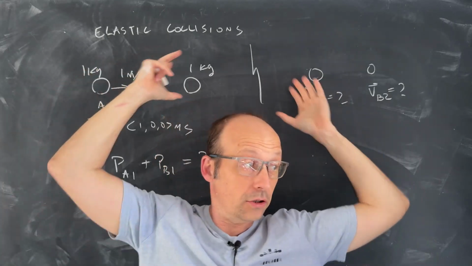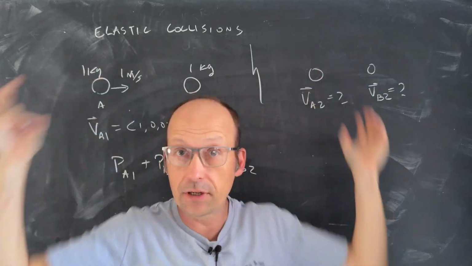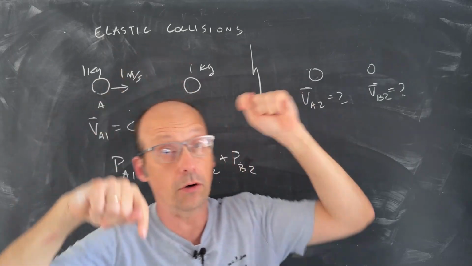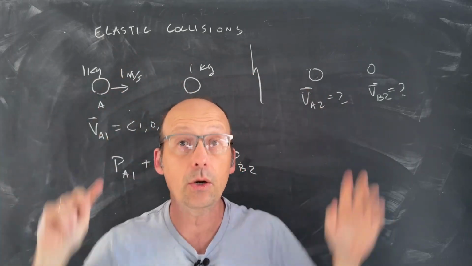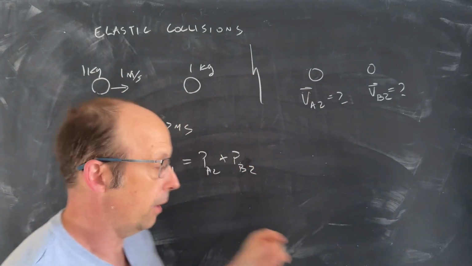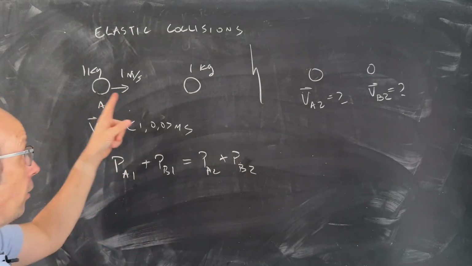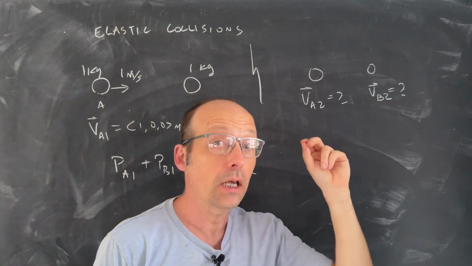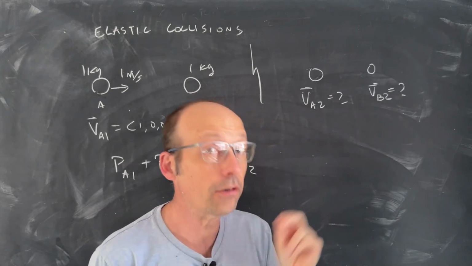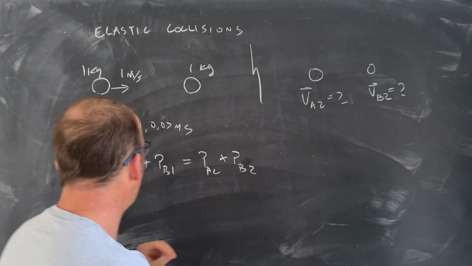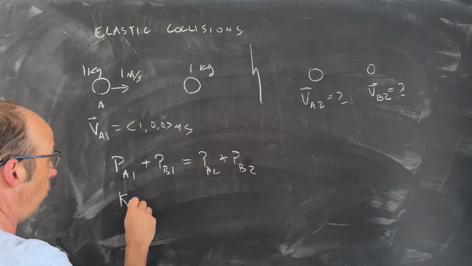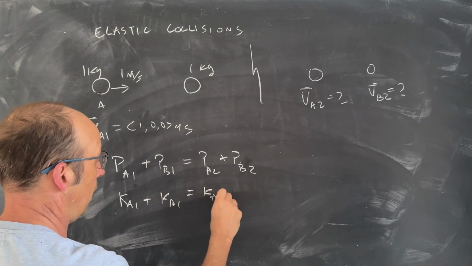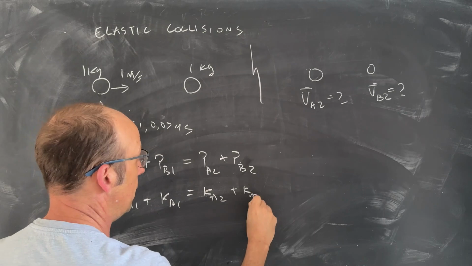We have conservation of momentum whenever there are no external forces on our system. So if I include these two masses as my system and there are no other forces acting on them, because there's only the force of A pushing on B and B pushing back on A, equal and opposite, momentum is conserved. Okay, so I have that. I also have that kinetic energy is conserved in an elastic collision. So I can write that as KA1 plus KB1 equals KA2 plus KB2.